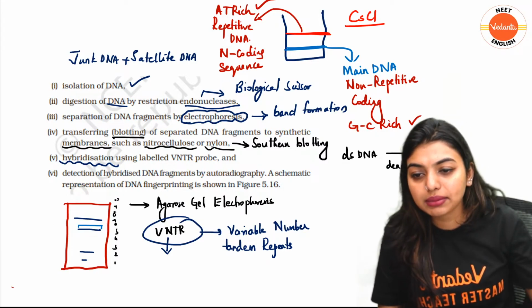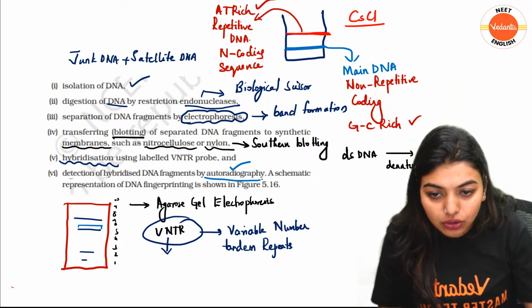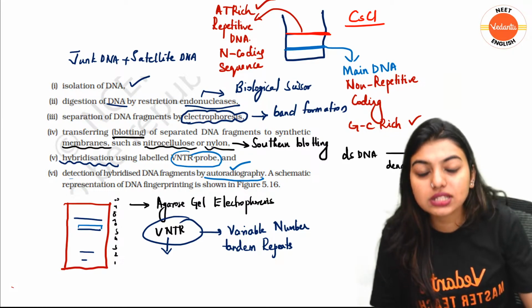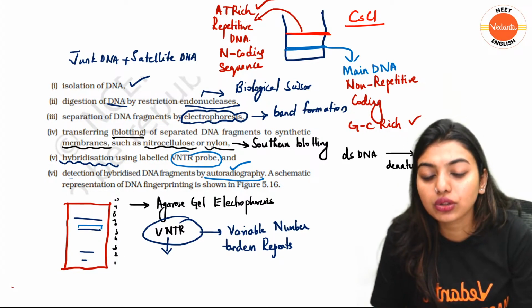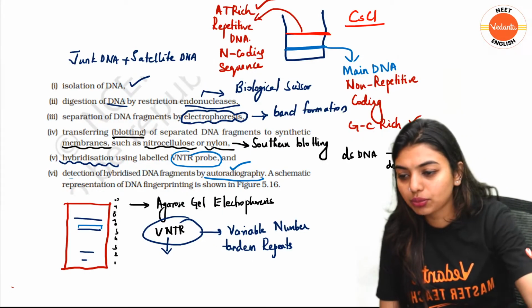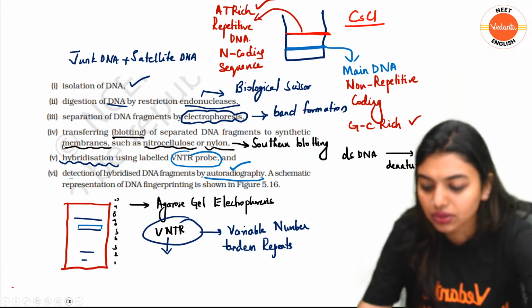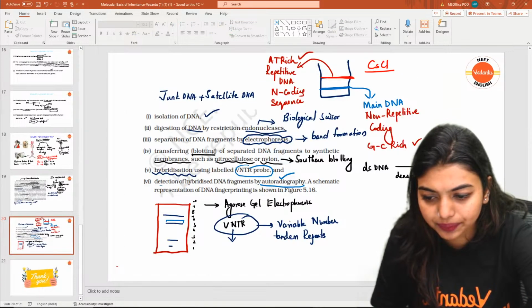Detection of hybridized DNA fragments by autoradiography. Can you understand? Autoradiography. Here this VNTR probe was radioactive, right? So after that we will be able to see it in autoradiography. A schematic representation was shown below. I think I did not put the schematic representation. One second, students, I'll show you that also.